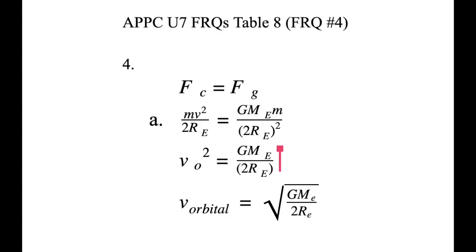Now, when we make these two equal each other, the mass of the satellites cancels out, leaving v0 squared equals G Me over 2re. Now, moving the root over gives us the orbital speed, root G Me over 2re.